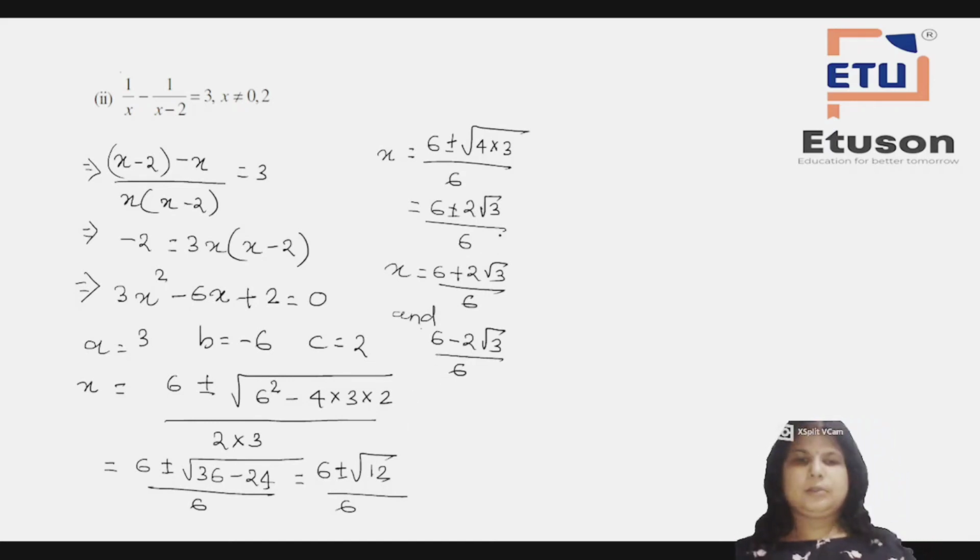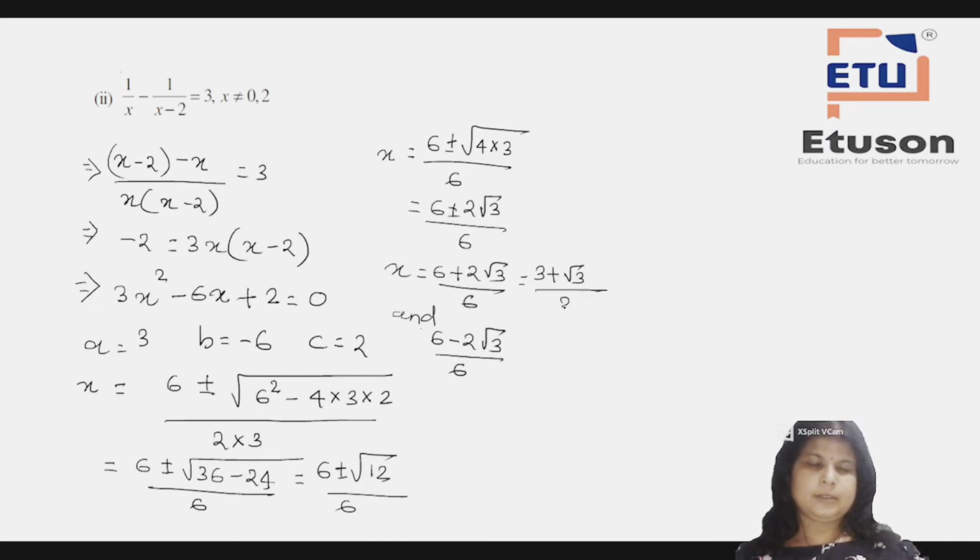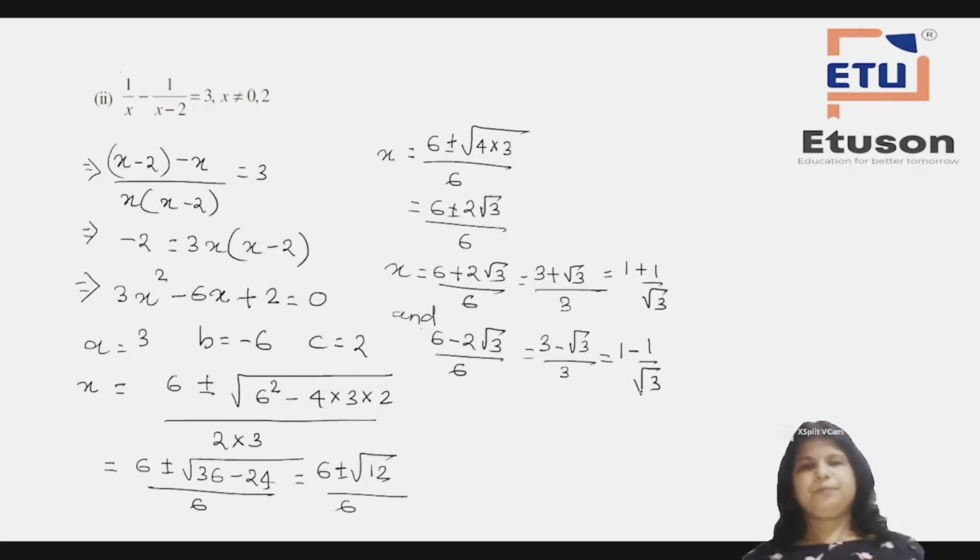Okay. So if you want to bring it to simpler form, divide by 2 everywhere, you will get 3 plus root 3 divided by 3, and here 3 minus root 3 divided by 3. So here it can be written as 1 plus 1 by root 3 and 1 minus 1 by root 3. Okay, children.